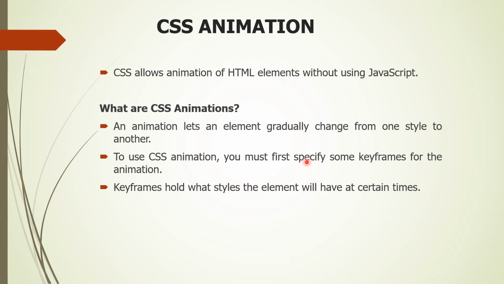What are CSS animations? An animation lets an element gradually change from one style to another. To use CSS animation, you must first specify some keyframes for the animation. Keyframes hold what styles the element will have at certain times. Keyframes are like rules to specify the animation.